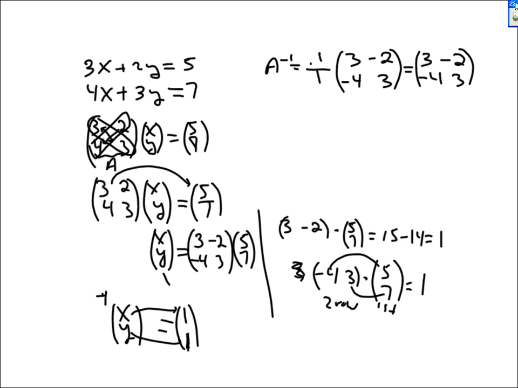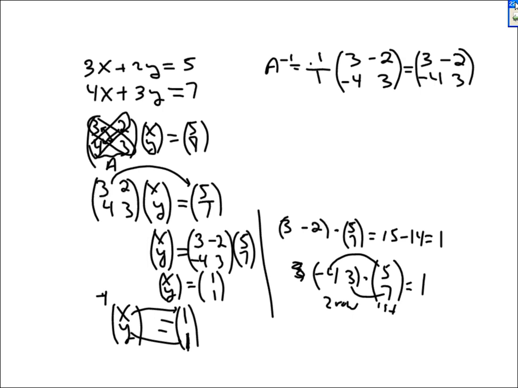And I'll write it down here. And we came up with 1, 1. X is 1, y is also 1. But of course, you can only do this if A inverse exists.